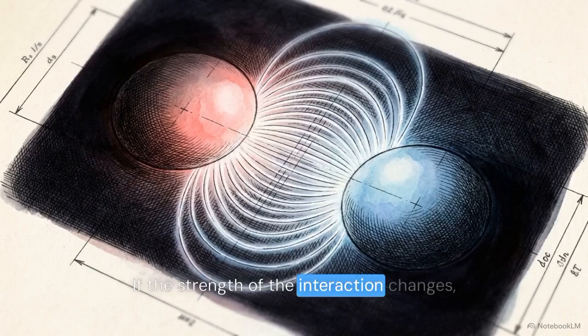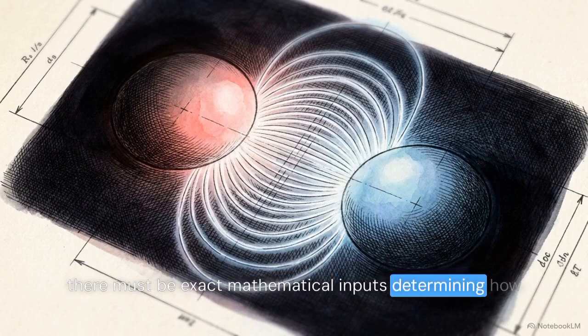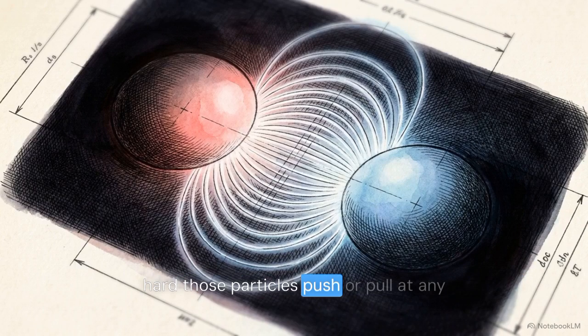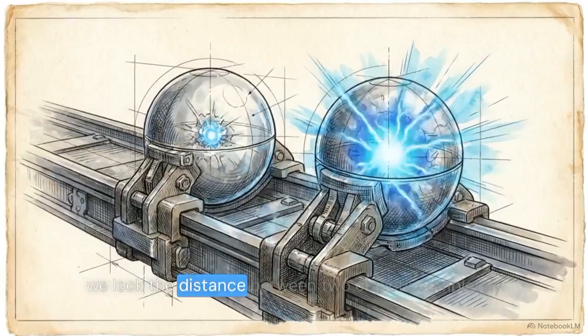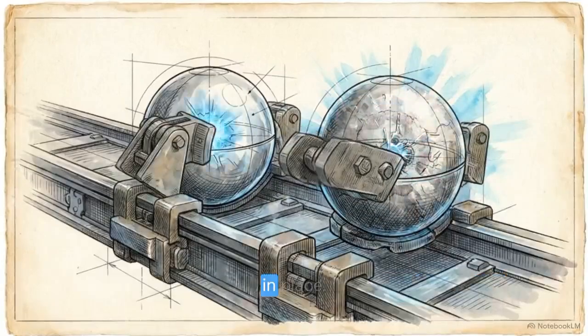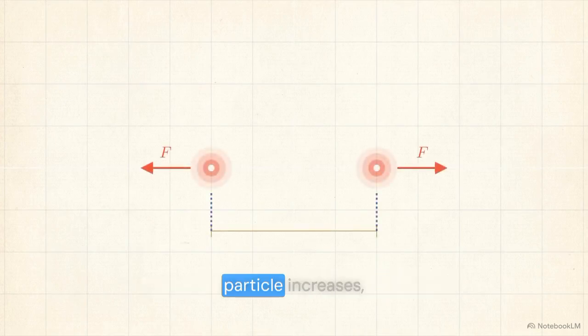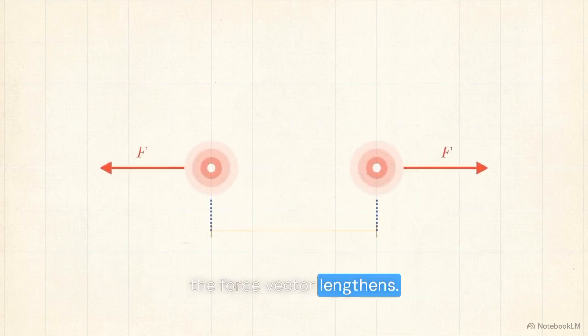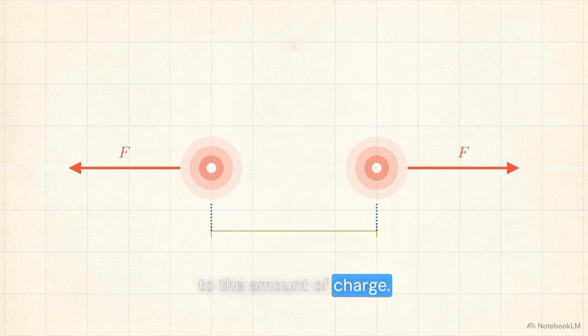If the strength of the interaction changes, there must be exact mathematical inputs determining how hard those particles push or pull at any given moment. To figure out what controls this force, we have to isolate the variables. First, we lock the distance between two objects completely in place. Then, we pump more internal charge into them. As the total amount of charge on either particle increases, the force vector lengthens. The physical force scales up in direct proportion to the amount of charge.